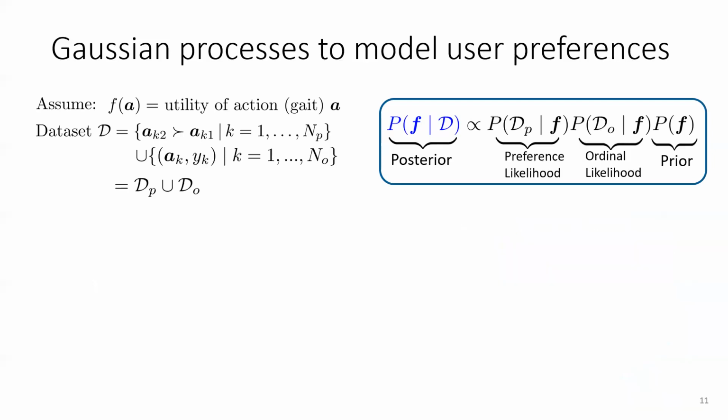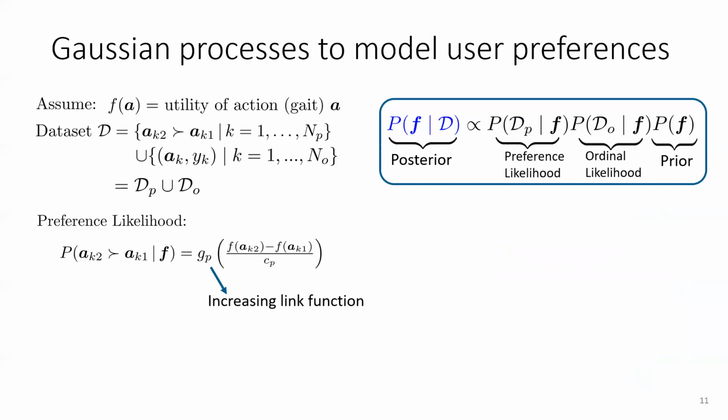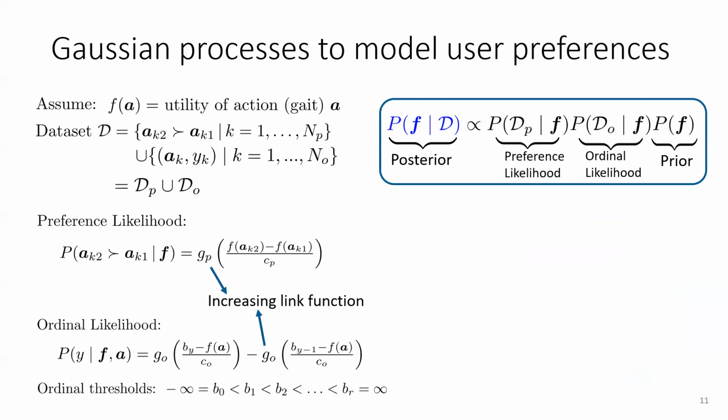We assume that preference feedback can be corrupted by noise. The greater the difference between the utilities of the two compared actions, the more likely that the user gives a correct label. And the function g here is a monotonically increasing link function. For ordinal feedback, each ordinal category is bounded by ordinal thresholds b_i and b_{i-1}.